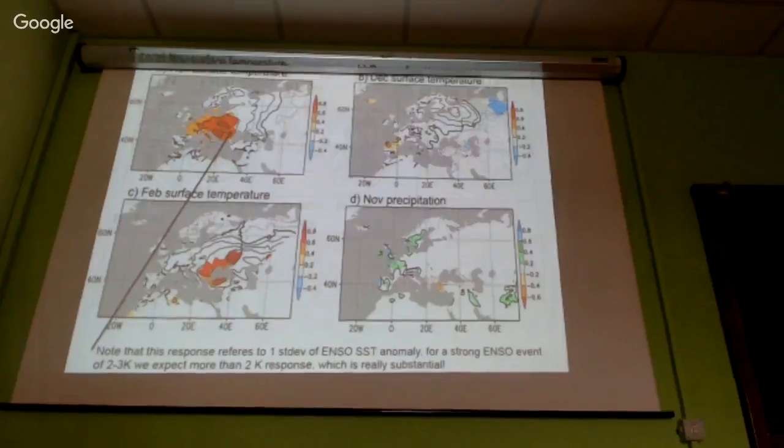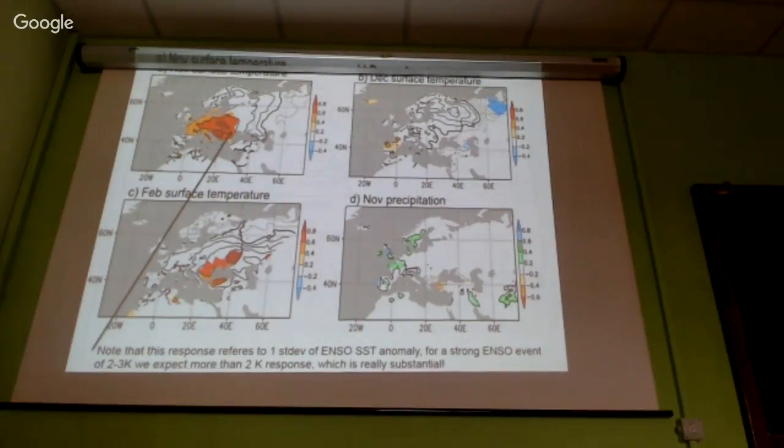And so we dig deeper into it and look at the consequences for Europe. And the consequences for Europe are actually quite stunning, because in November, we find a very statistically significant warm anomaly covering the whole European continent, and also Italy, the whole Central European continent, essentially.